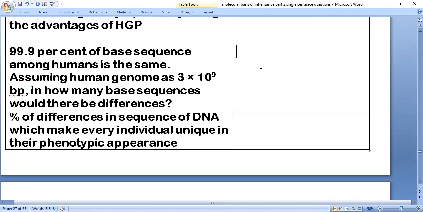99% of the base sequence among humans is the same. Assuming the human genome has 3 × 10^9 base pairs, how many base sequences would be different? 3 million base pairs. The percentage of differences in DNA which make every individual unique in their phenotypic appearance is 0.1%.